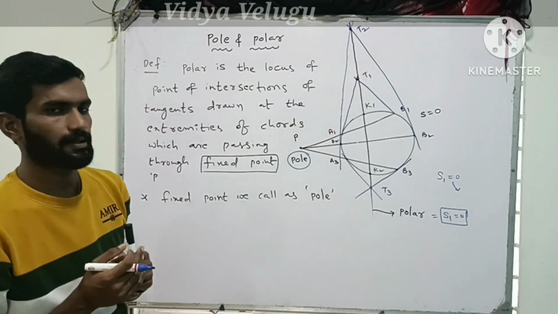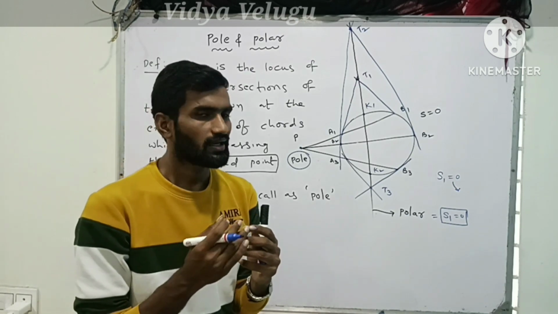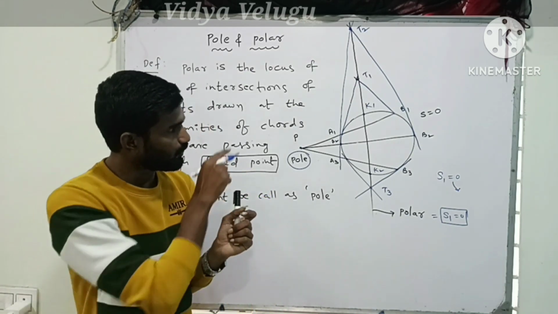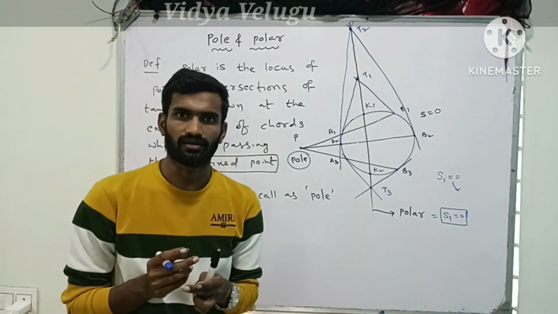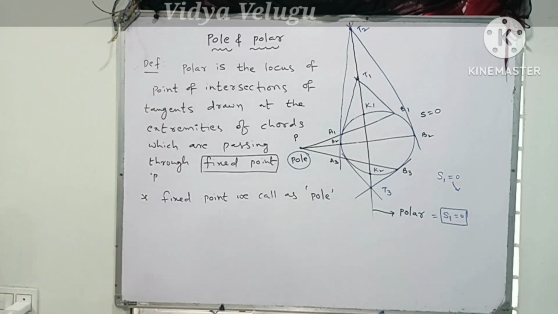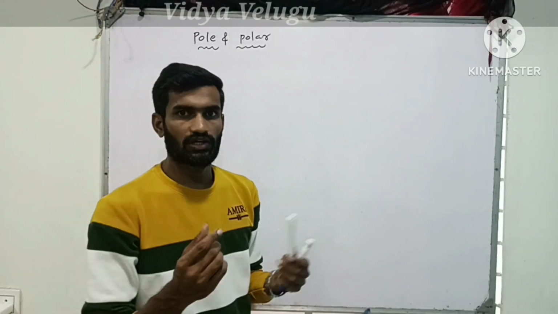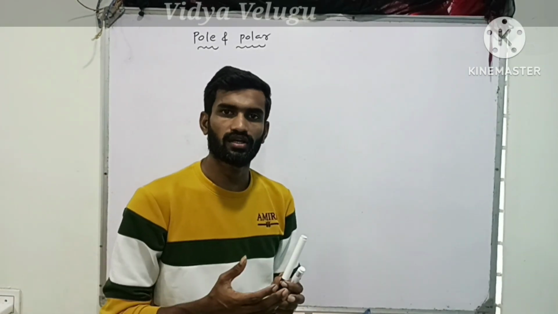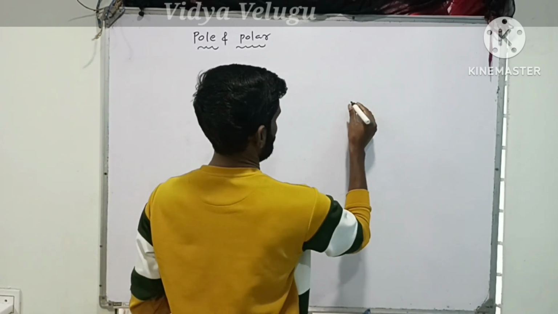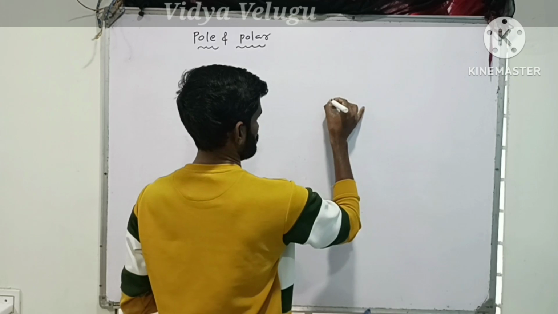Now if I take the pole inside the circle, what will happen? And if I take the pole on the circle, what will happen? Now we'll see. Okay? Just observe this once. If the pole is inside the circle, what will happen? Right? Now just observe here, I am taking a circle.